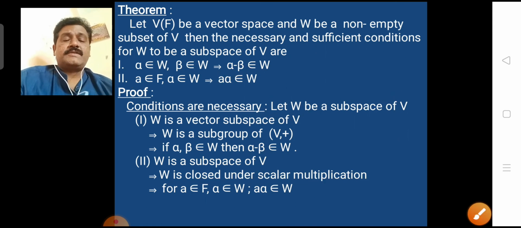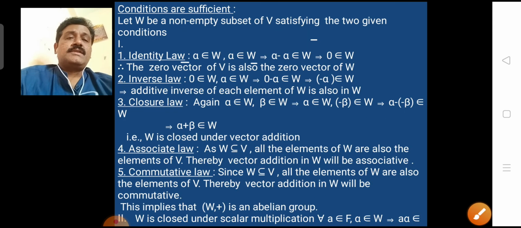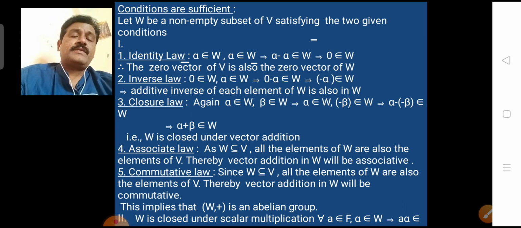Right now, sufficient condition. In this, let W be a non-empty subset of V, satisfying the given two conditions. Now we prove W is a subspace of V. That is, W is a vector space itself. For that, we are verifying the properties of vector space conditions.